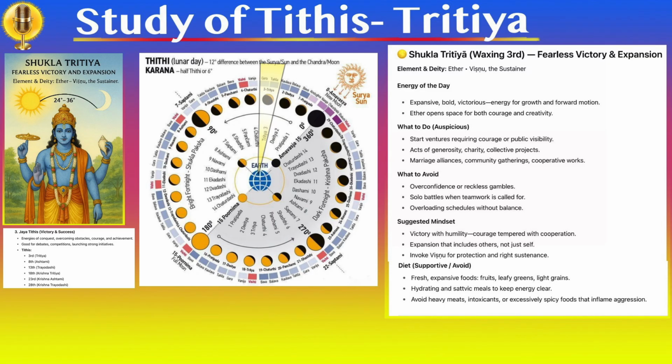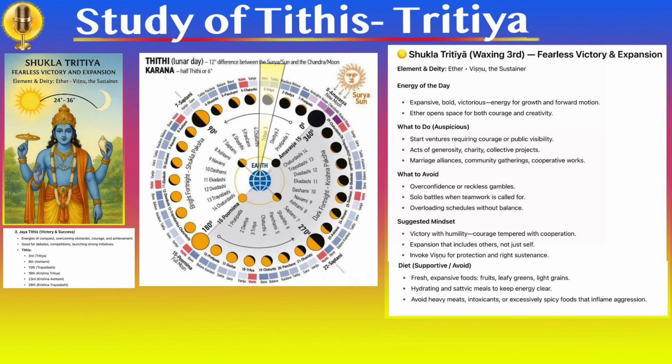Think third house, effort. Think 8th, Ashtami. Think 13th, Trayodashi. All these on the Krishna and the Shukla side are Jaya Tithis. Okay. Let's start with the energy of the day. This is bold, victorious and expansive. Third day after the new moon is an energy of growth and forward motion.